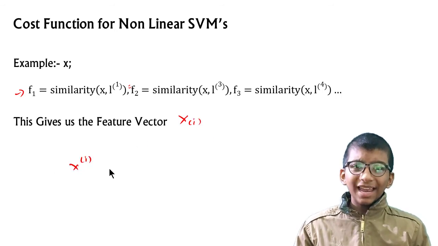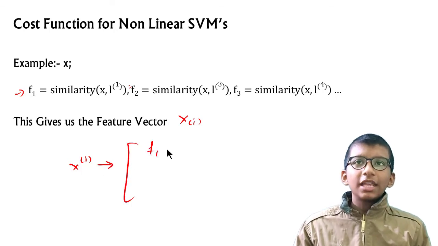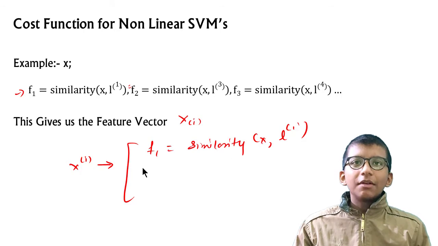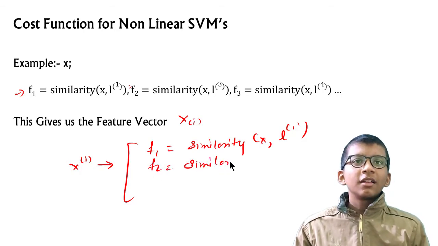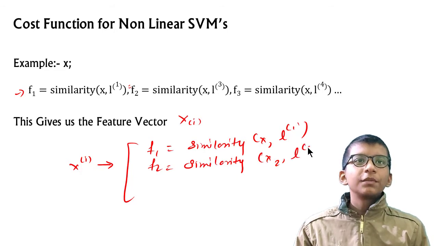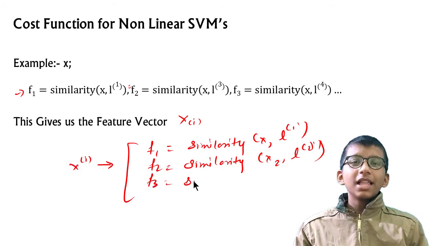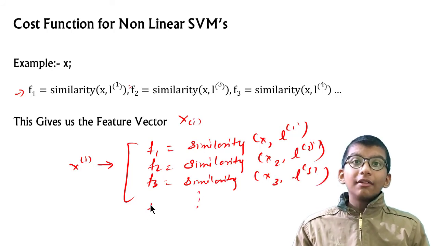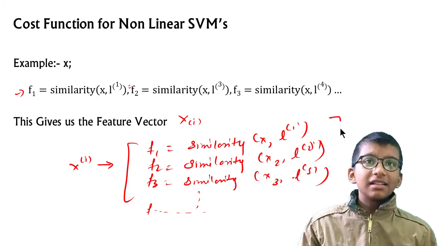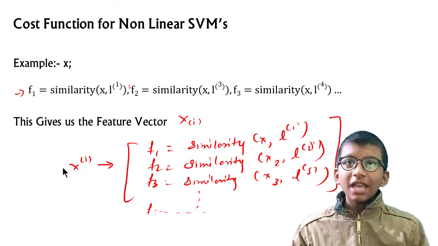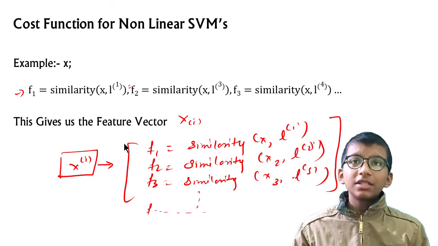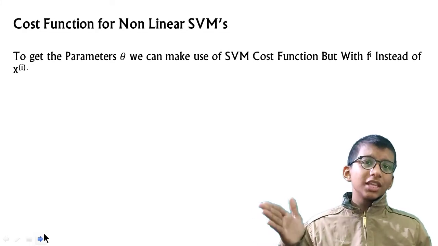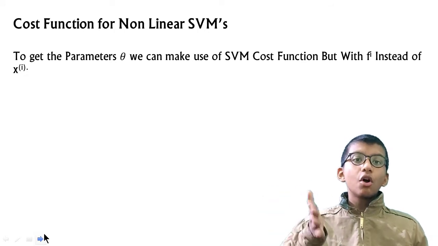Let's denote xi as uppercase, and this would be, let's say, f1 equals similarity of x comma L1. Then we have f2 equals similarity of x2 and L2. Then I have f3 equals the similarity of x3 comma L3, all the way down to fi. Okay, and this gives rise to the feature vector. So note this, we have xi, which is a feature vector, and we take x1, x2, x3, x4, x5, up to the number of training examples. Okay, and we have taken a look at the feature vector for proceeding to the cost function for nonlinear boundaries.